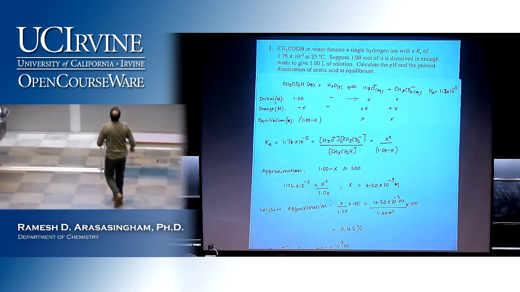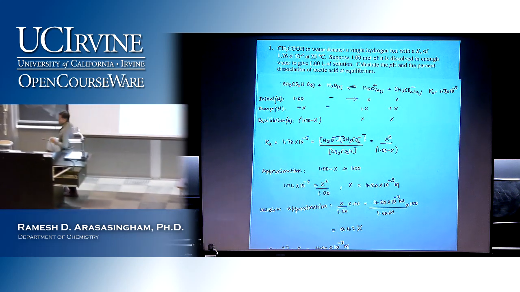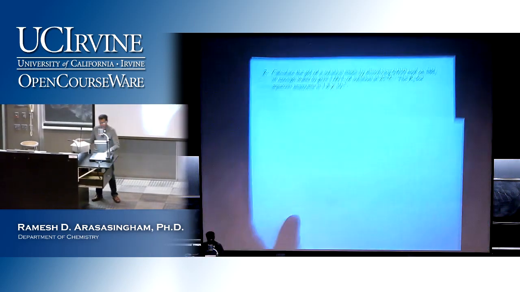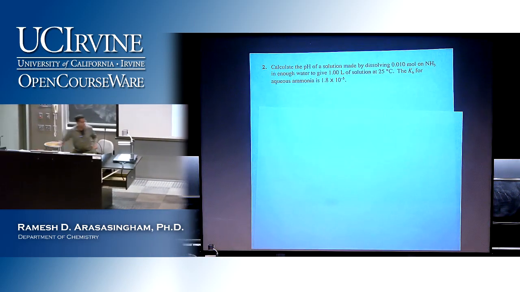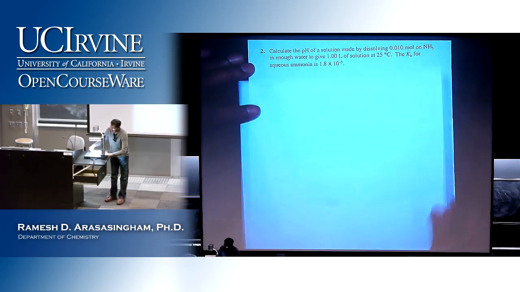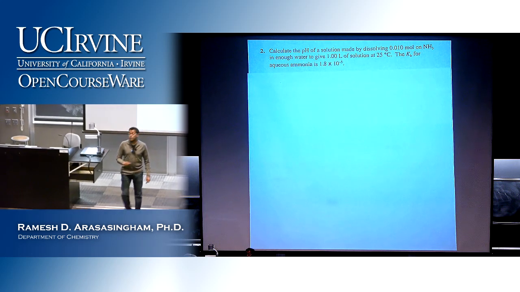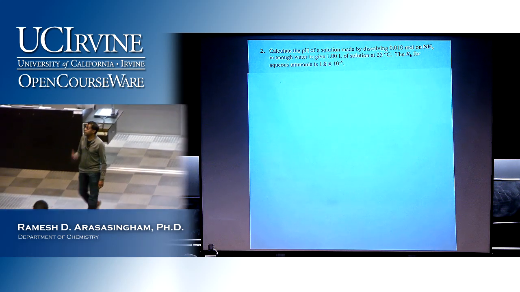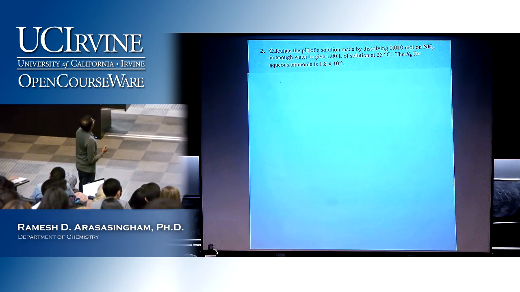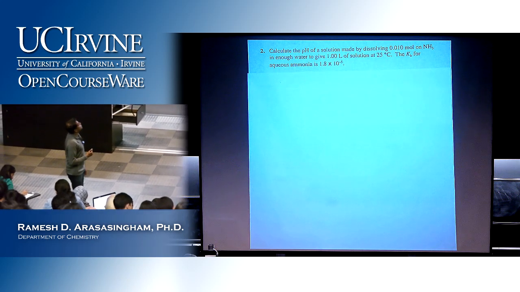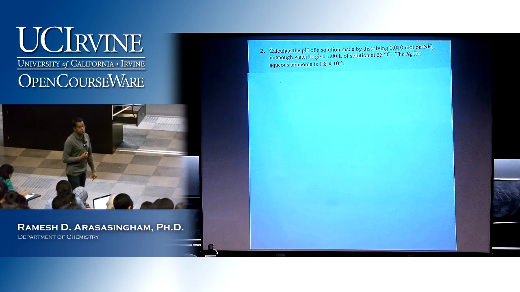Okay? Now let's take one last example before we move on to the next topic, and let's take an example of a base. So now we're looking at calculating the pH of a conjugate base, or a base in water. Calculate the pH of a solution made by dissolving 0.01 moles of ammonia in enough water to give 1 liter. All right, Kb is given.